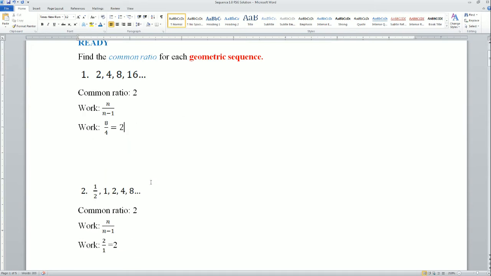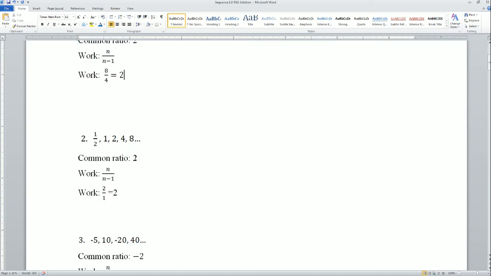Alright? Next, the common ratio here is also 2. How did I do that? Here, it's n divided by n minus 1. So, I just use 2 divided by 1. Gets me 2. Or, I could have just done 8 divided by 4. Again, still gets me 2, right? It goes from 1/2 to 1 to 2 to 4 to 8, right? It's always multiplying by that common ratio of 2.